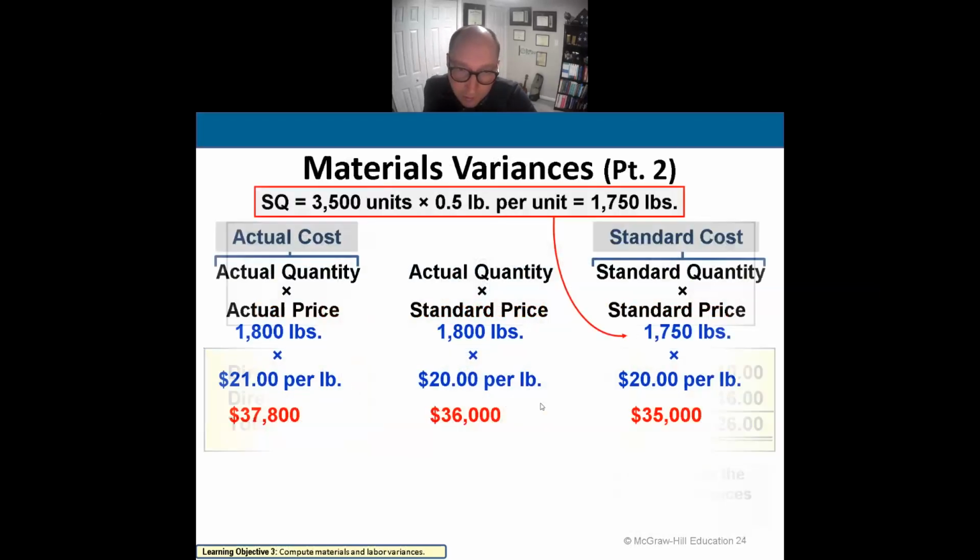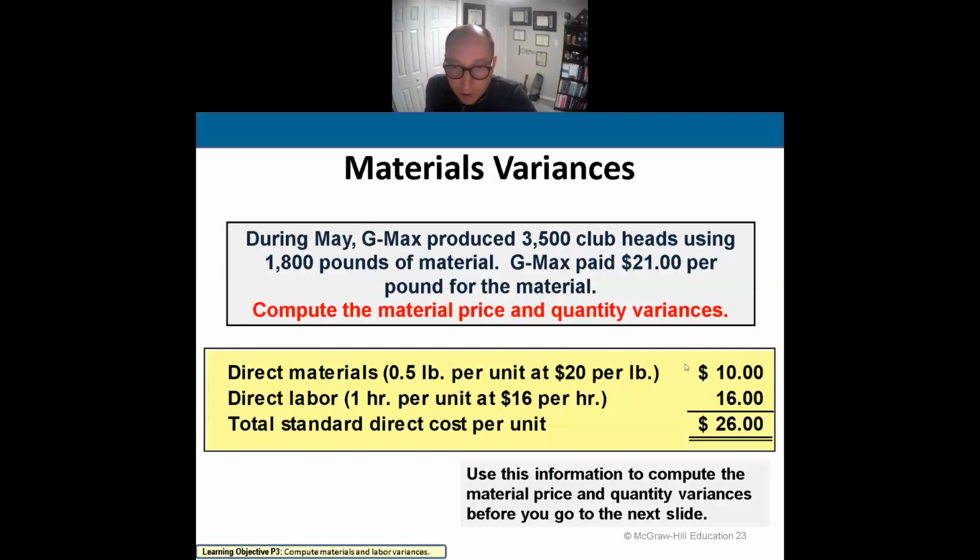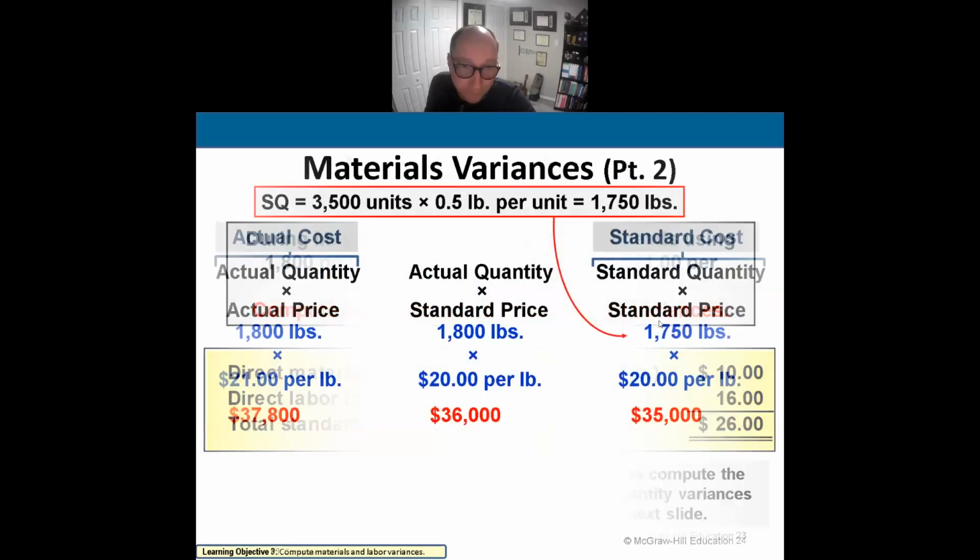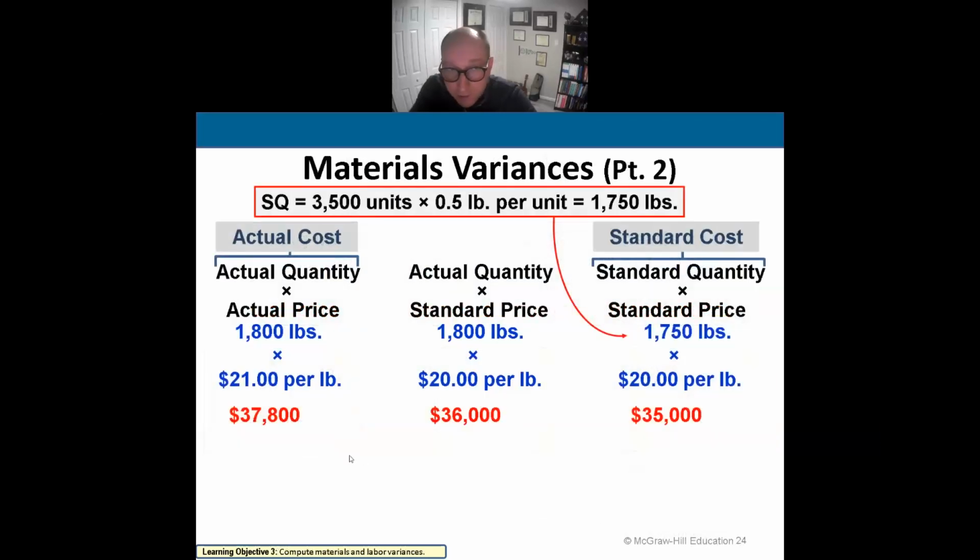So let's compute the variance. Remember, looking at the information, I normally, standard cost, pay $20 per pound. This is saying I pay $21 per pound because the price of aluminum went up. Let's compute the variance for the materials.